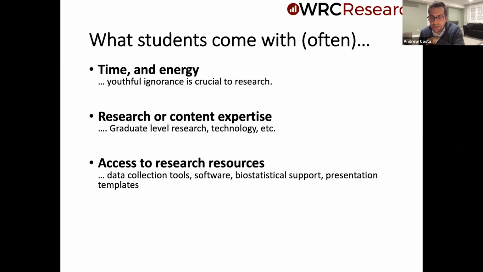Access to research resources. Oftentimes, if you're working with students, they come with advanced knowledge of data collection tools, institutional software, sometimes biostatistical support through their departments, presentation templates, the kinds of things otherwise you might not know that you have access to, except that you do if you're working with students that are pursuing research.